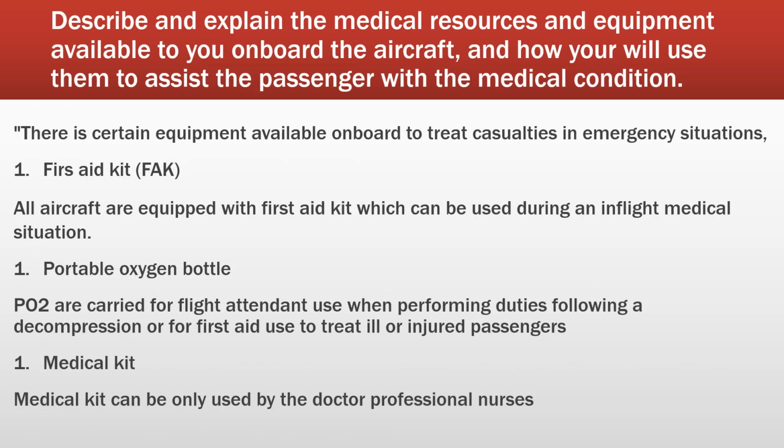What are the medical resources and equipment available to us on board the aircraft? There is certain equipment available on board to treat casualties in an emergency medical situation. The first one is the first aid kit. All aircraft are equipped with a first aid kit, which can be used during an in-flight medical situation, and it contains all the basic equipment that we can use for a medical emergency.